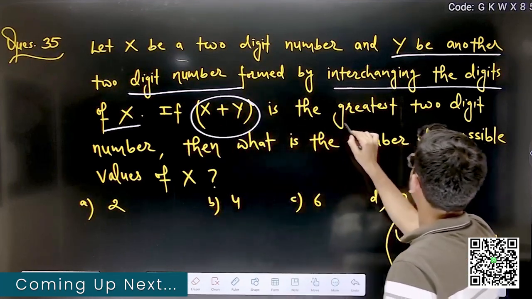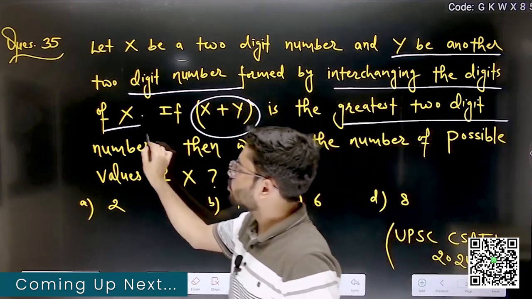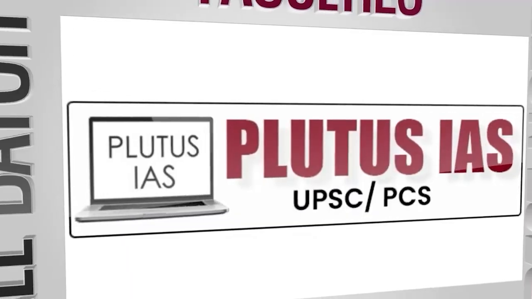x plus y is the greatest two digit number. So what is the greatest two digit number?